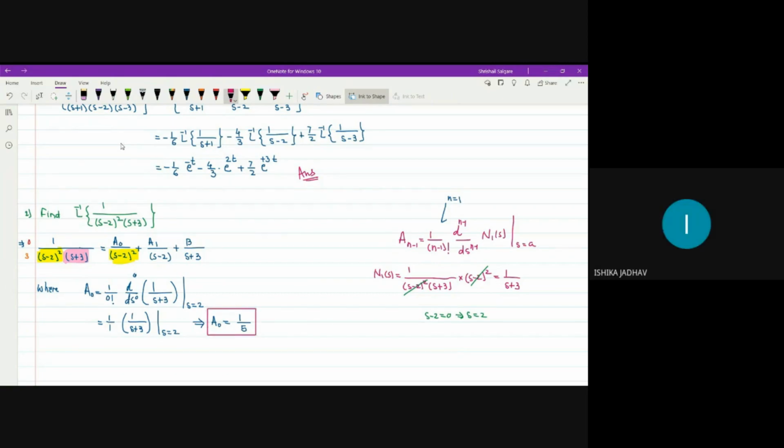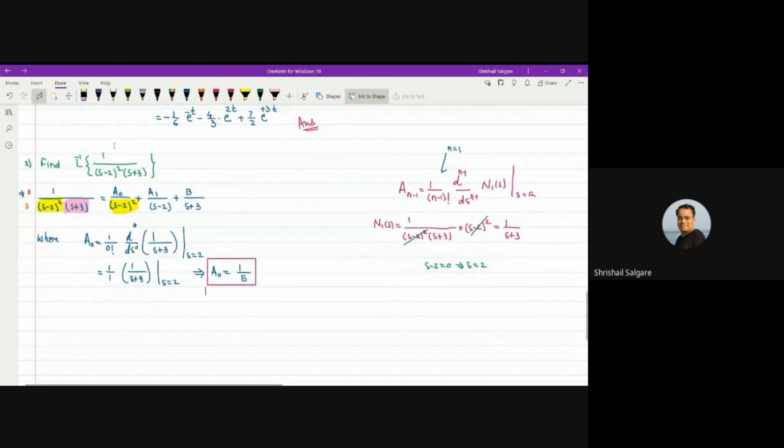Okay. Now next, in this formula, if you put n is equal to 2, a1 you will get. a1 is equal to 1 upon 2 minus 1 factorial, d by ds of n1 of s. And what is your n1 of s? 1 upon s plus 3. After finding the derivative, you have to put s is equal to 2. So further, what is 1 upon 1 factorial?